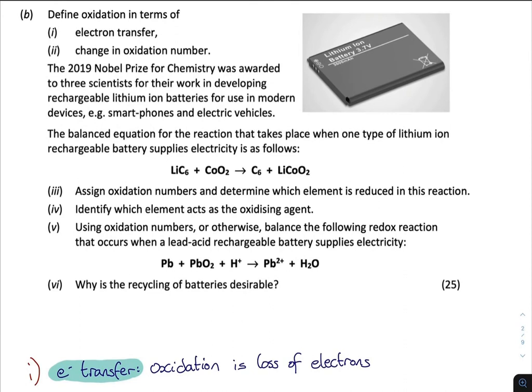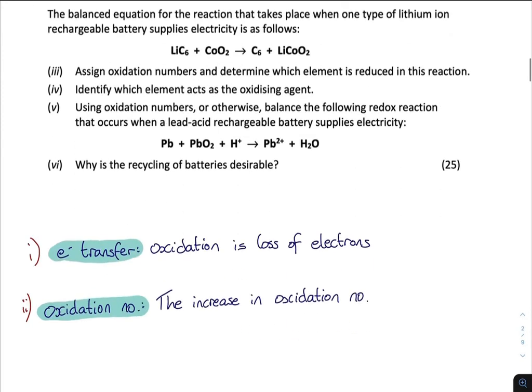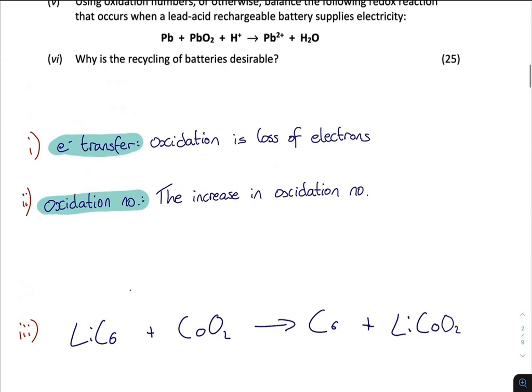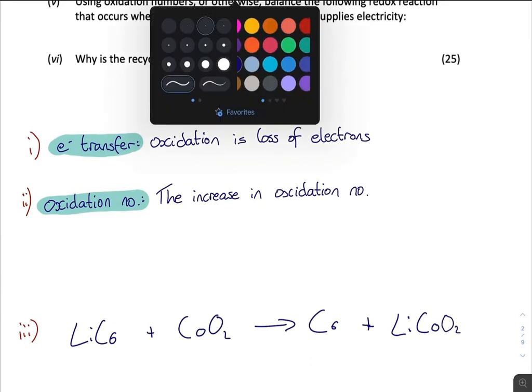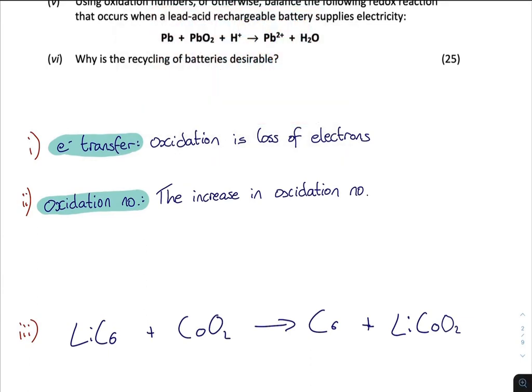Underneath that, you're given a bit of text about the Nobel Prize for Chemistry and using a battery, and you're to assign oxidation numbers for the equation here. Now, first things first, you write out the equation like I have here. Next thing you want to do, and make sure you do it nice and big, is put the oxidation numbers on top of each of the elements.